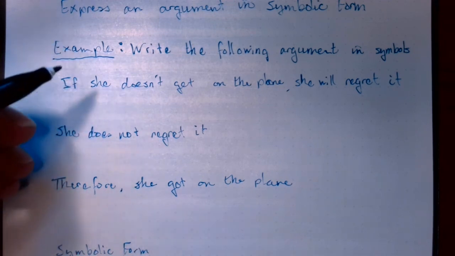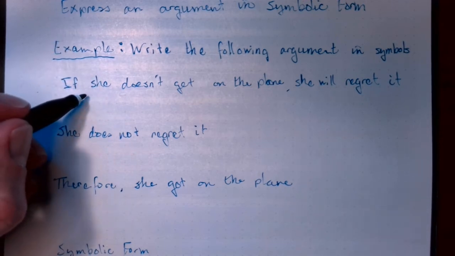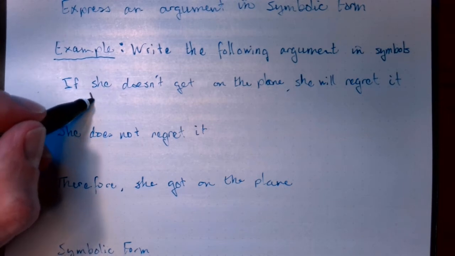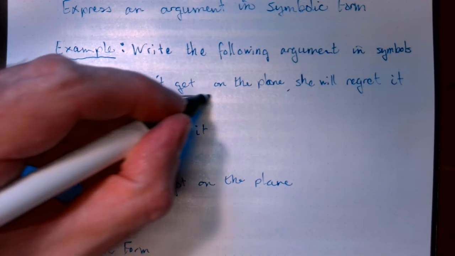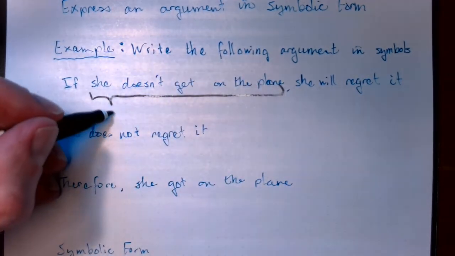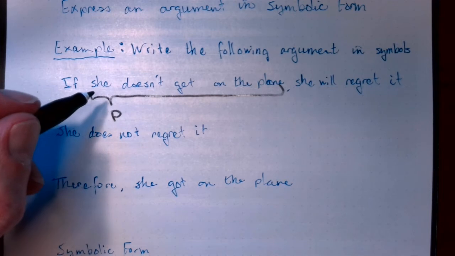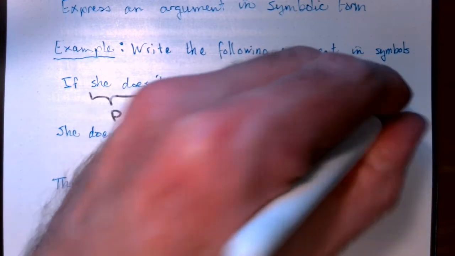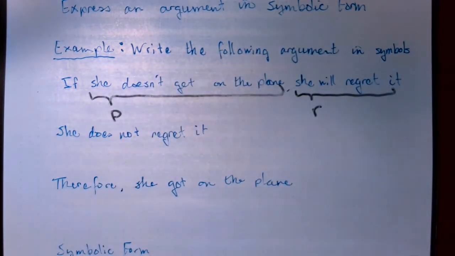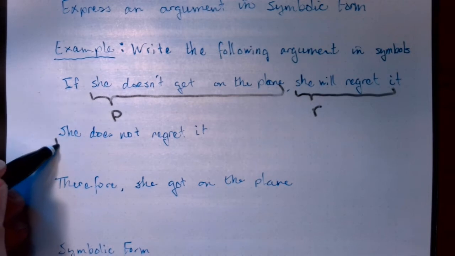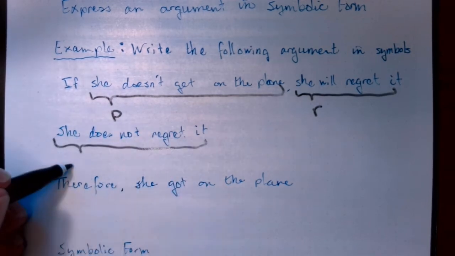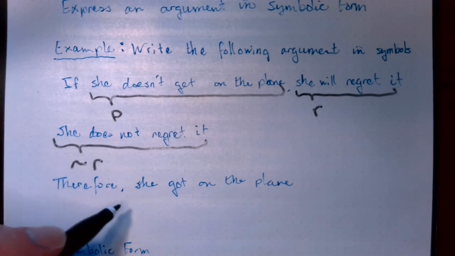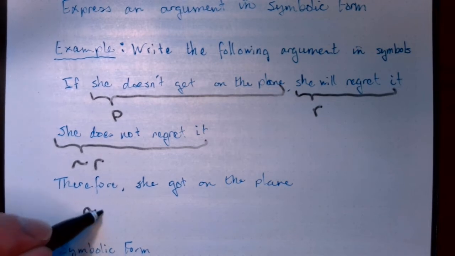Alright, so let's assign some letters to these statements. Okay, we'll call this P. The statement P is she doesn't get on the plane. P for plane. We'll call this R. She will regret it. Okay, now down here, she does not regret it, so that's not R. She got on the plane, not P.